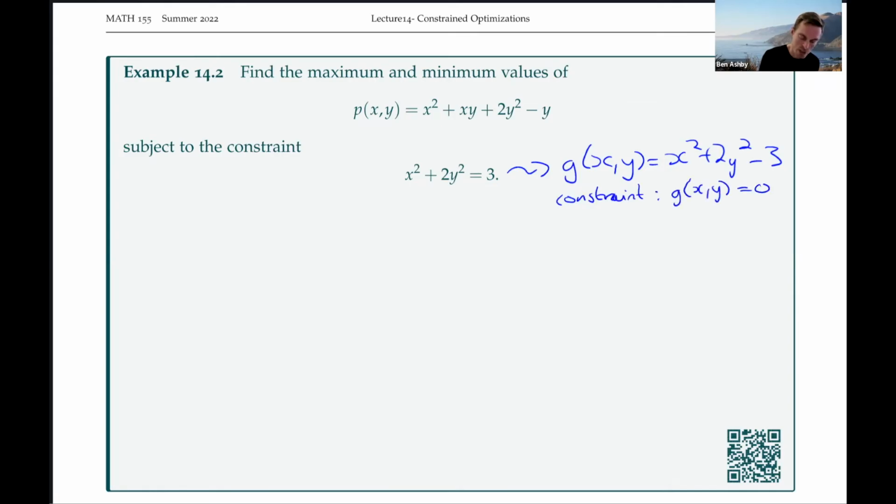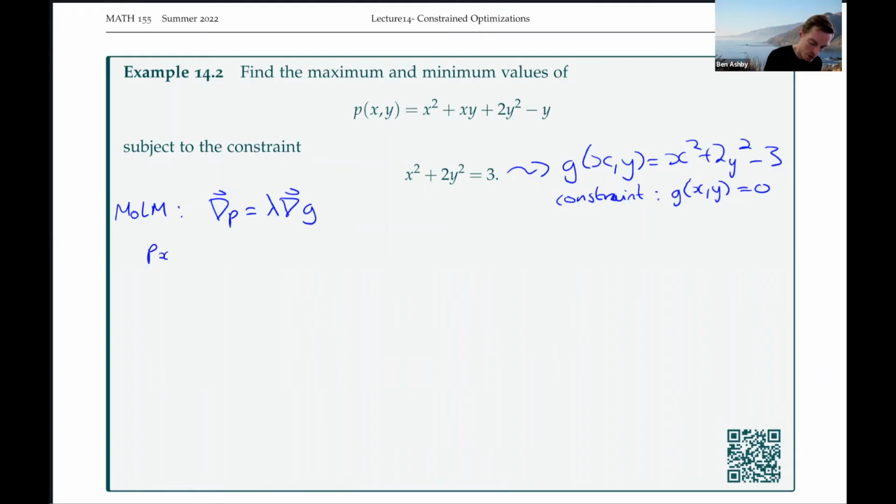It just makes the notation a little bit easier. And then using our method of Lagrange multipliers, which I'm just going to abbreviate to MOLM here, we have that the gradient of our function p must be equal to lambda, the Lagrange multiplier, times the gradient of g, our constraint.